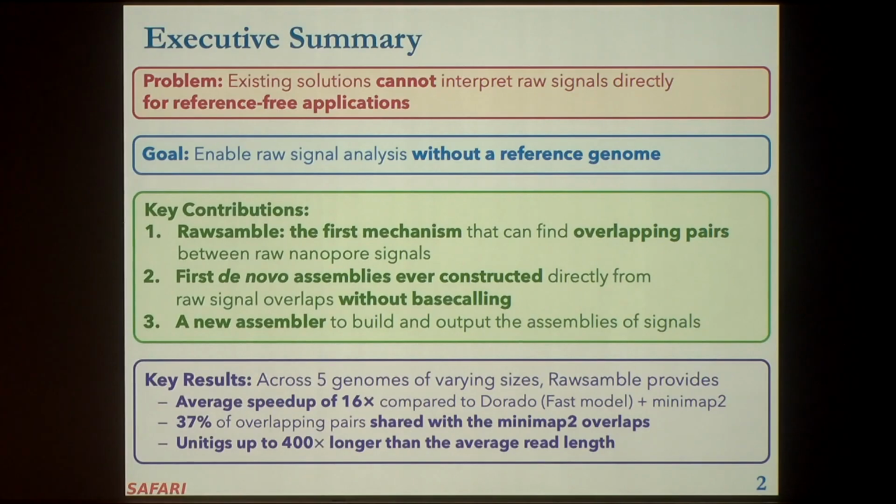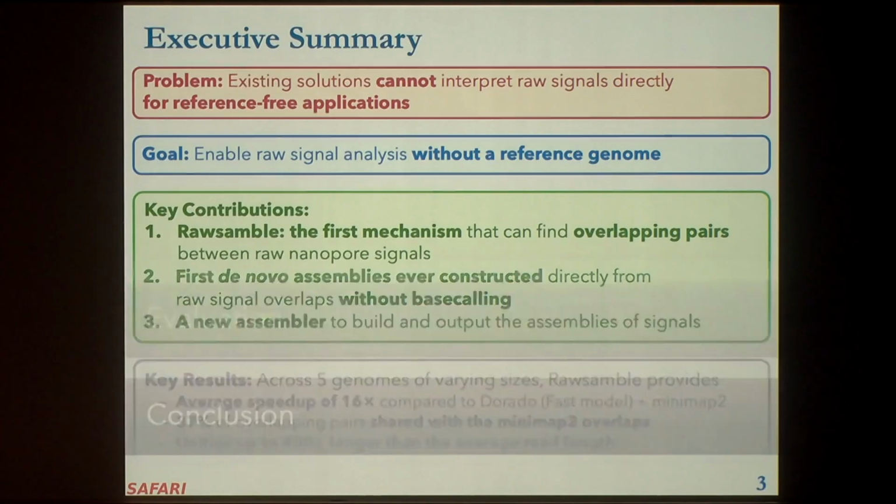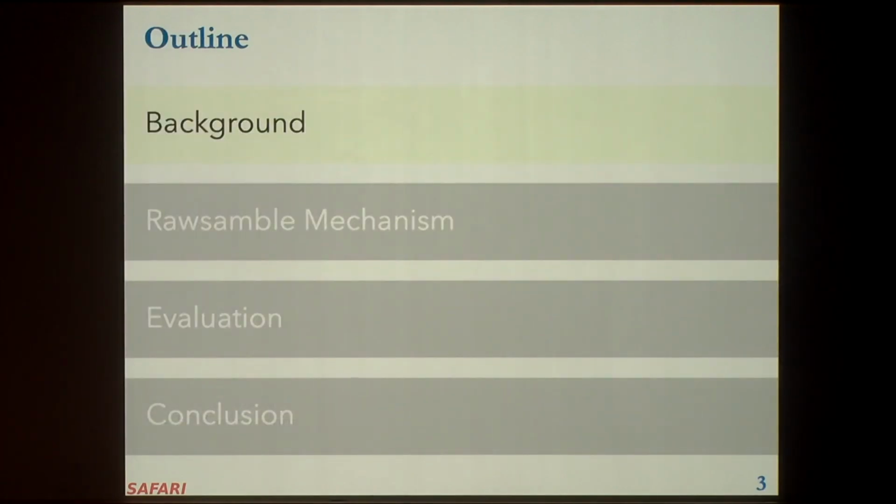When we also look at the overlapping statistics, we find that 37% of the overlapping pairs that Rawsamble finds are shared with the Minimap2 overlaps. And when we construct assemblies from these overlaps using Rawsamble, we find that the unitigs we construct are 400 times longer than the average read length. So I'll start with a quick background.